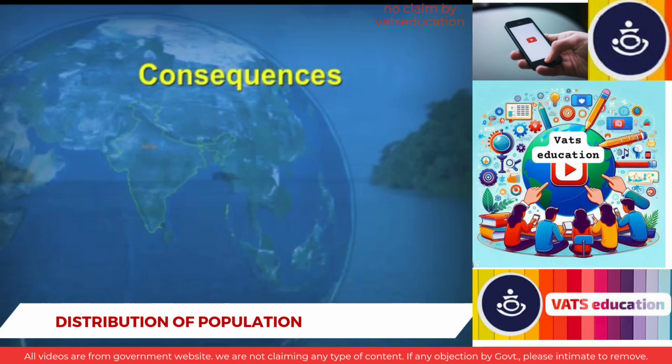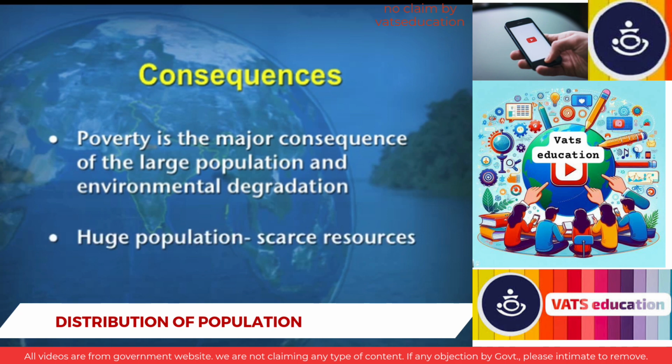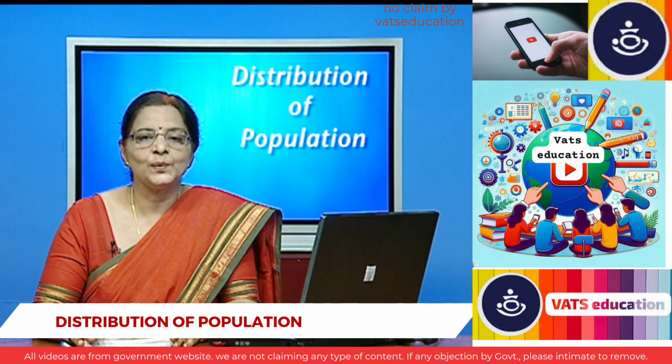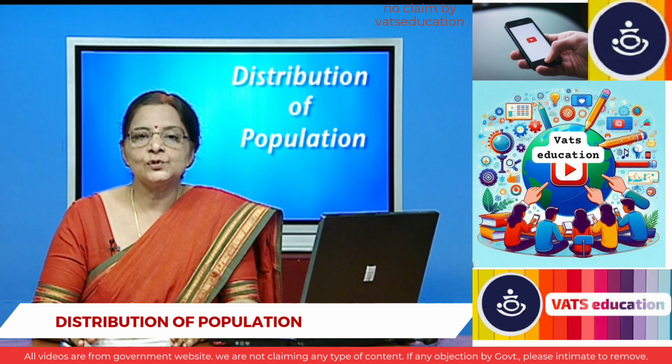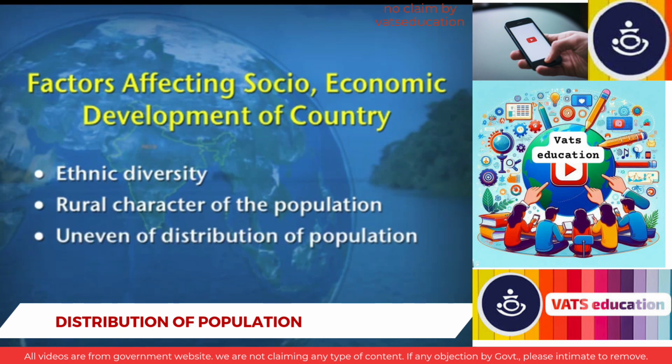Number one, poverty is the major consequence of the large population, followed by environmental degradation. And the huge population of India results in the scarcity of resources, because the number of people who have to consume is very large. So with a wide range of social, political, and economic implications, there is ethnic diversity, rural character of the population, and of course the uneven distribution of population. All these factors affect the process and the phase of socio-economic development of the country.